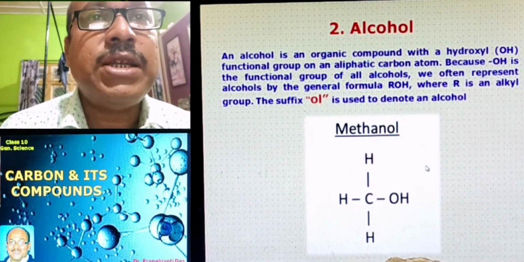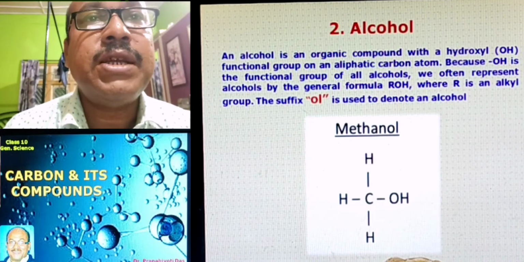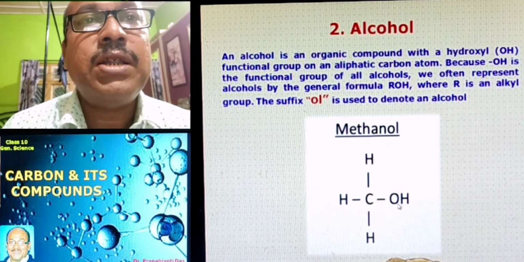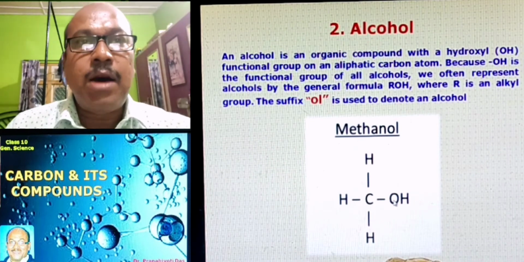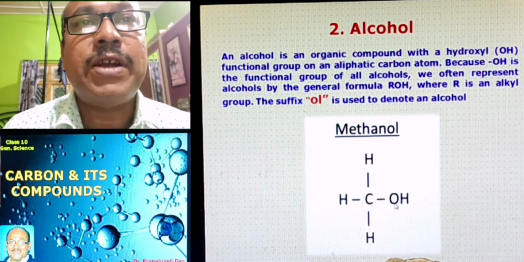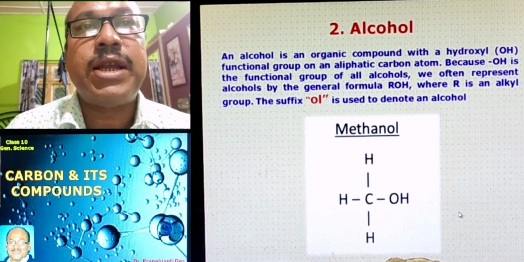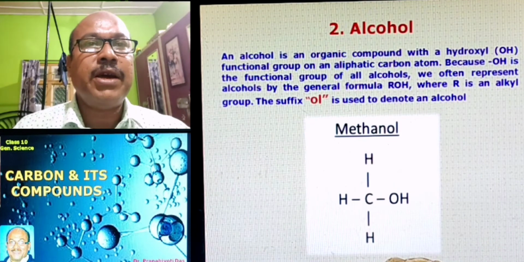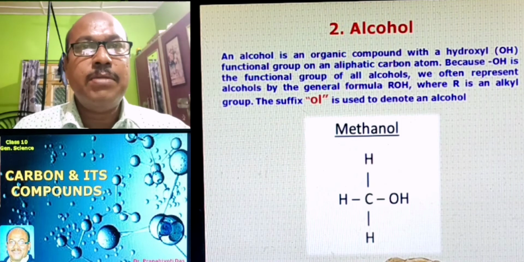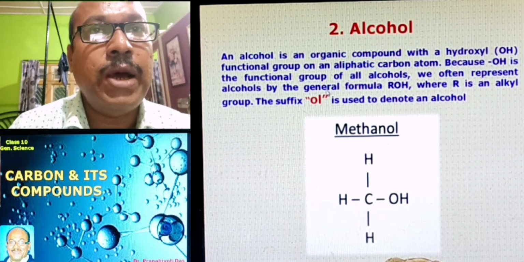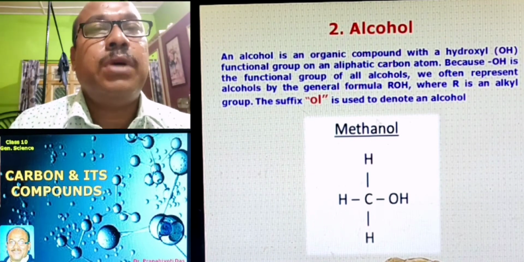Then alcohol. You can see this is methane. Suppose this is where the cursor is present. This is hydrogen, not OH. Then this will be methane. But now that hydrogen is moved away, and in place of that, this group of atoms, one oxygen and one hydrogen, has entered together and will entirely change the physical and chemical property of methane and will change it to methanol. Methanol is also called methyl alcohol. The suffix added here is OL. You can see OL.